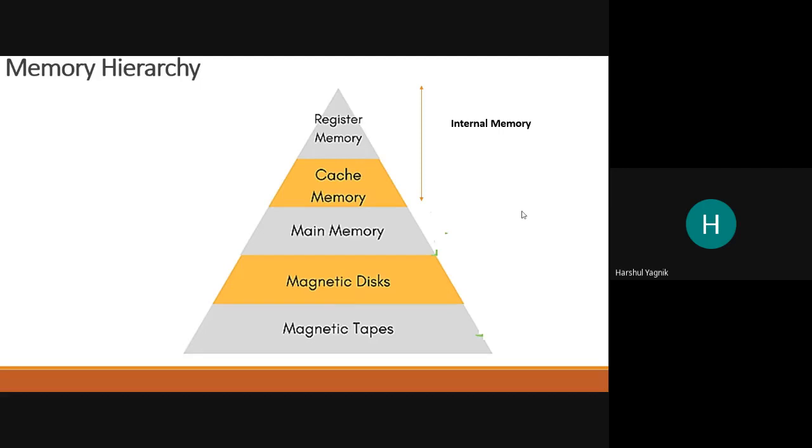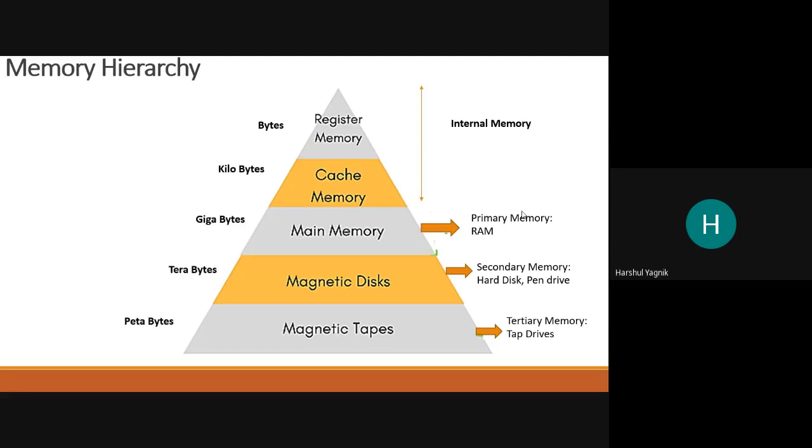Then cache memory, that is internal memory. Then main memory is the primary memory. Most of the time RAM is there. In the secondary memory, there is a hard disk or a pen drive. And then ternary memory, tape drives.